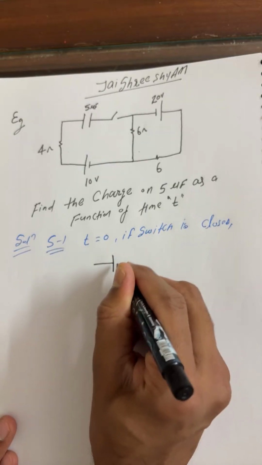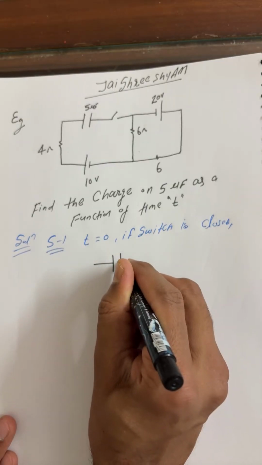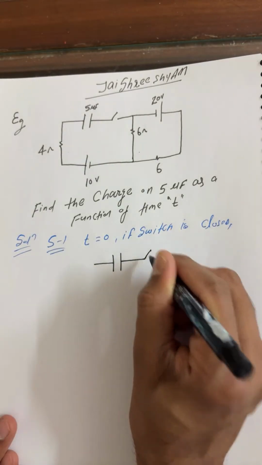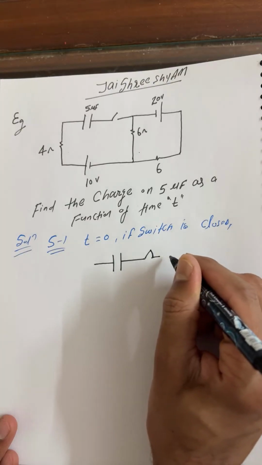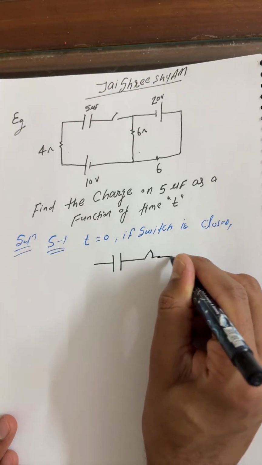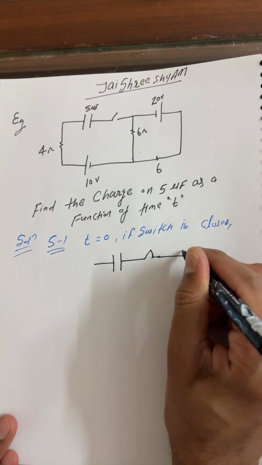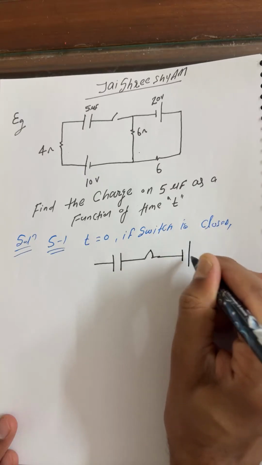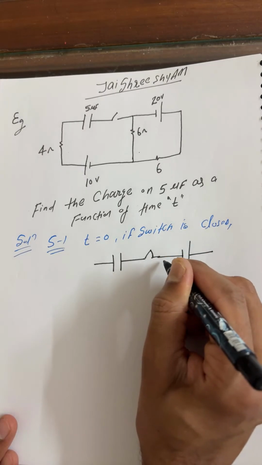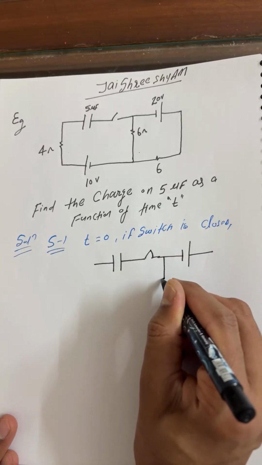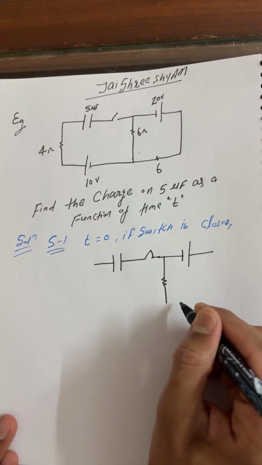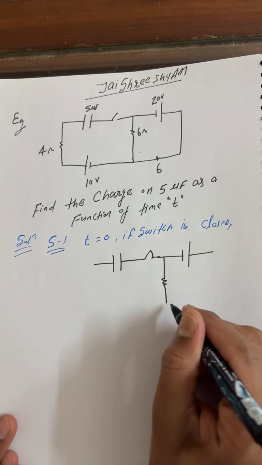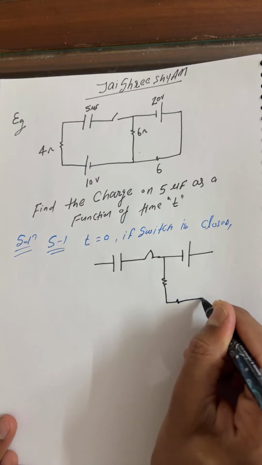I hope everyone has a basic idea, because at time 0, the current is maximum. And the charge on the capacitor, what can we say? It is 0. But as time passes, the capacitor slowly starts charging. So this is the 6 ohm.